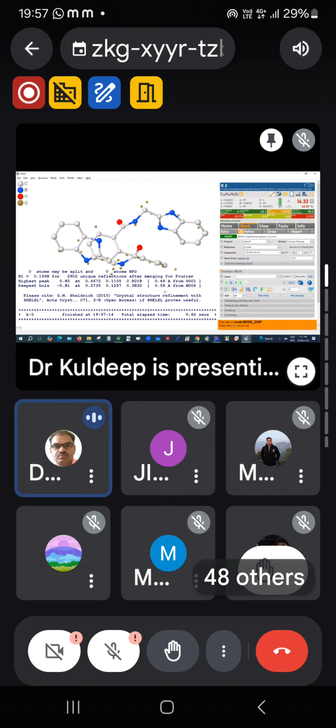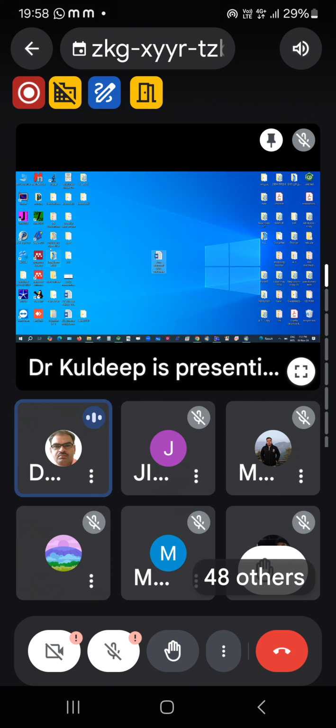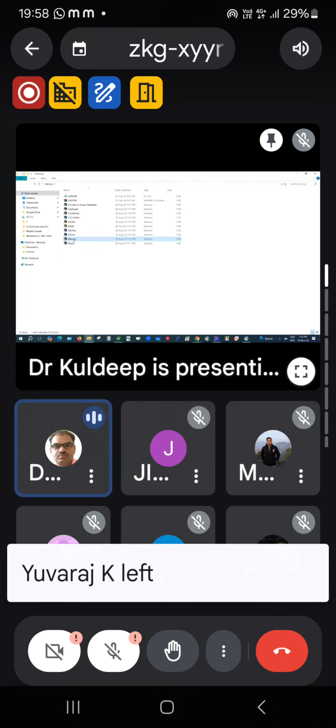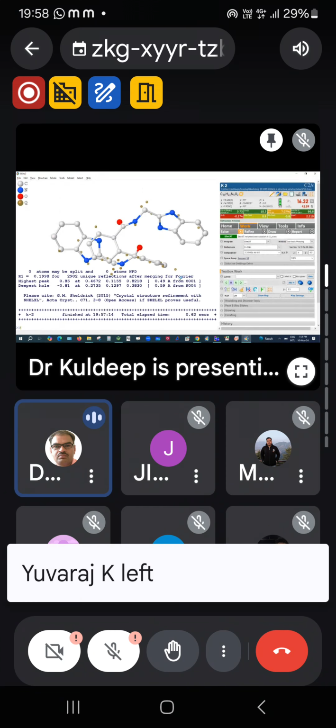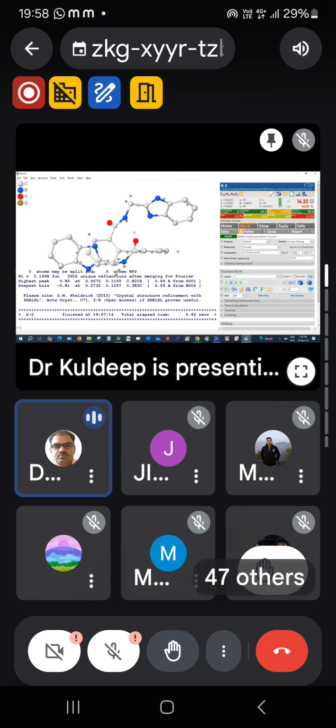You can go to Mercury and open it there. I'm going to demonstrate it first. I will open Mercury here, where I put the Mercury files. Where is Mercury? Sorry. Yes, here it is. I will open this. Meanwhile, Mercury will open, and I will go back to Olex2. So this is the complete structure.